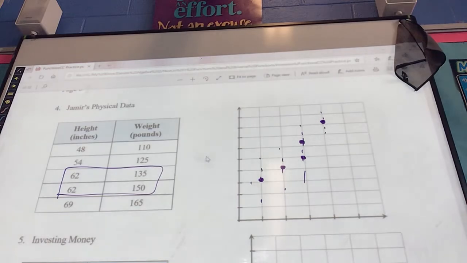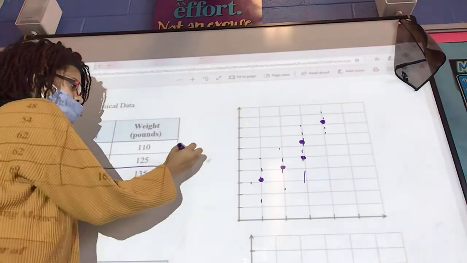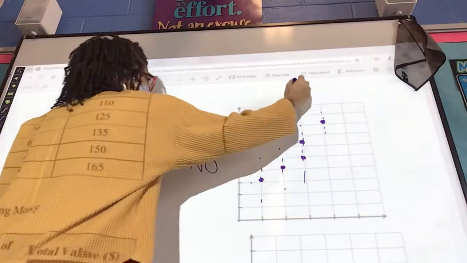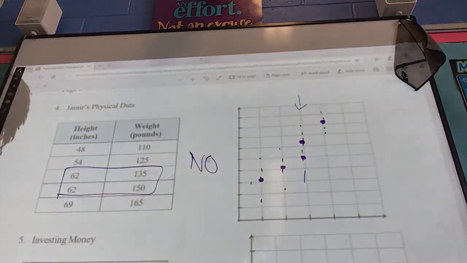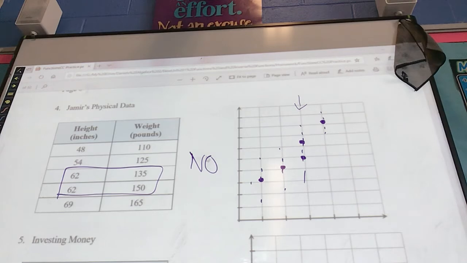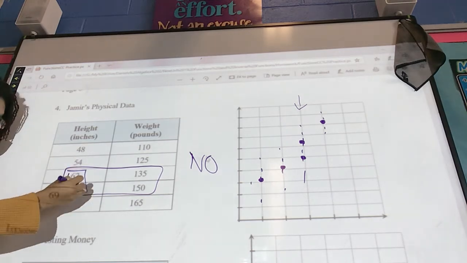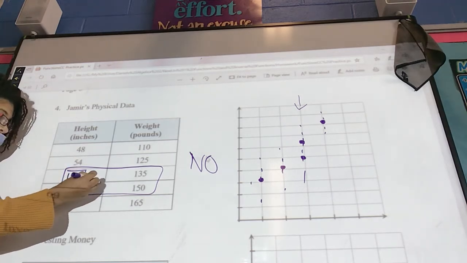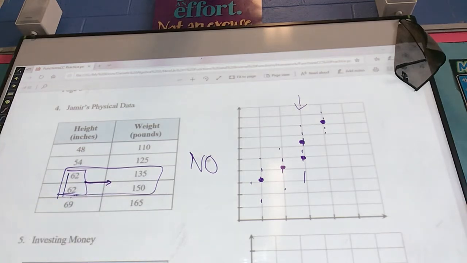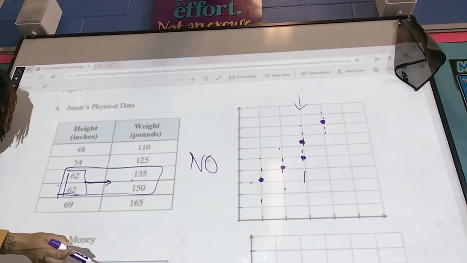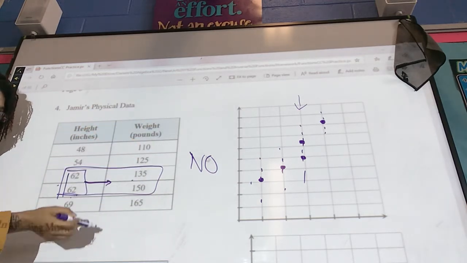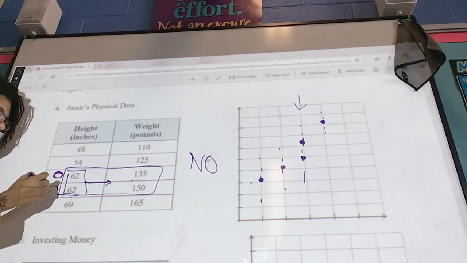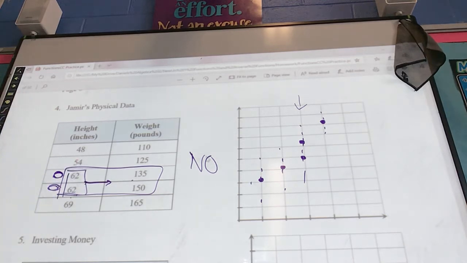Is this a function? No. Everybody should be saying no at this point, right? Because this vertical line touches two points. If you have the same x value, they must have the same y value. That's where it becomes a problem and not a function. You can repeat x values, but they have to have the same result. You can repeat y values all you want. Doesn't really matter. But the x values cannot repeat with a different result, or it's not a function.